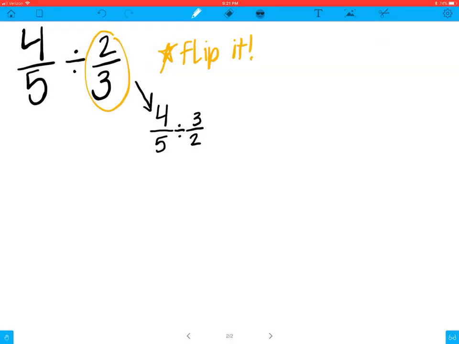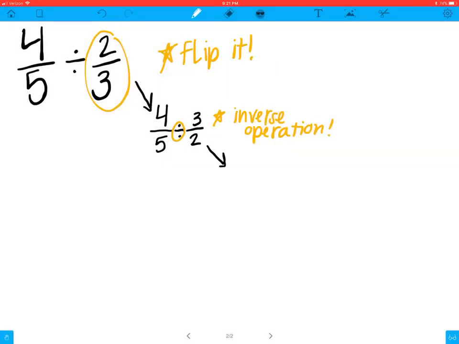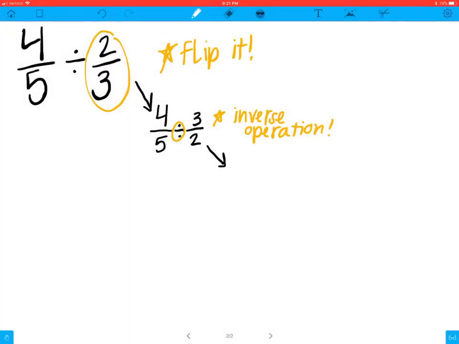I do this, and my next step now becomes the inverse operations. The inverse or opposite operation of division is multiplication. It's always going to be that. And you'll notice I'm still writing every single step out so I can double check my work. My next step is to rewrite it as 4/5 multiplied by 3/2.